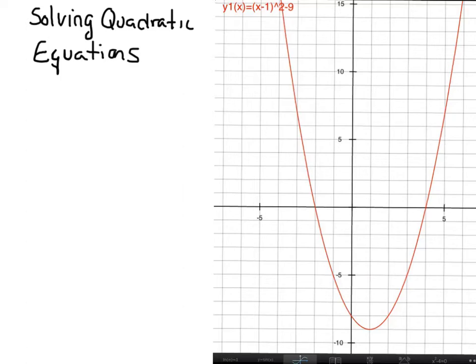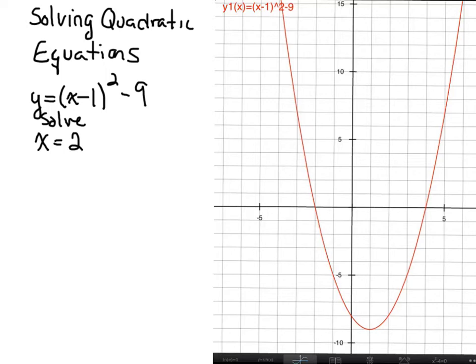So I have the equation y equals (x minus 1) all squared minus 9. And I want to solve when, let's say, x is equal to 2. So we can do that either algebraically or graphically. We're going to do it both ways so that we can see the connection.